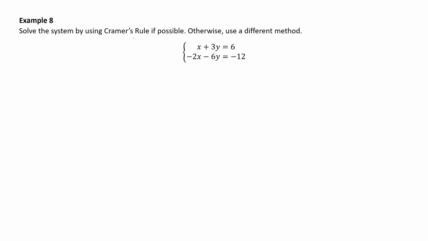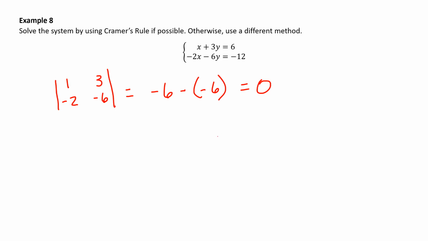All right, last of all, we'll try to use Cramer's rule to solve this system. And we're going to find out that this system can't be solved with Cramer's rule. So we would set it up. We would first of all find the determinant of the coefficient matrix. So the coefficient matrix is 1, 3, negative 2, negative 6. And when we multiply that out, we're going to have negative 6 minus negative 6. And so that's going to be 0. So we can't use Cramer's rule to solve this system of equations.